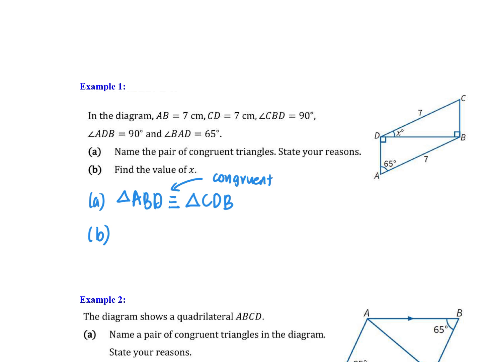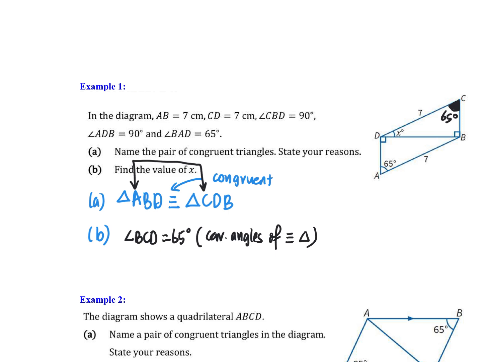Okay, this one. Angle A matches with which angle? C, right? So this tells me this angle is 65 degrees because they are matching angles, they are corresponding angles. So you can first write angle BCD is 65 because of corresponding angles of congruent triangles.